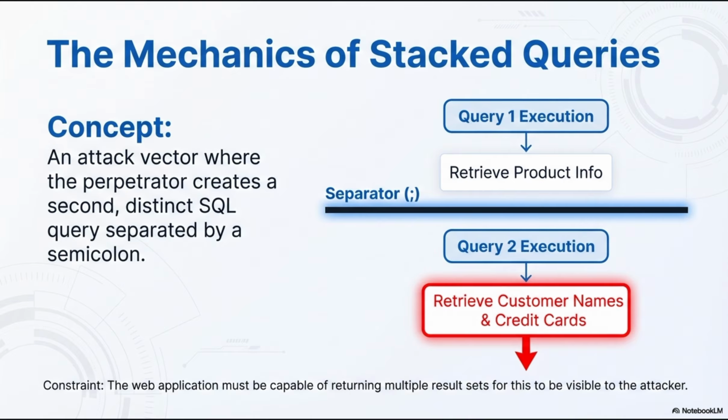So the mechanics of stacked queries. This is an attack vector where the perpetrator creates a second distinct SQL query separated by a semicolon. Now this attack is constrained by the web application's capability of returning multiple result sets. If it can't return multiple, then it won't be visible if you use this.